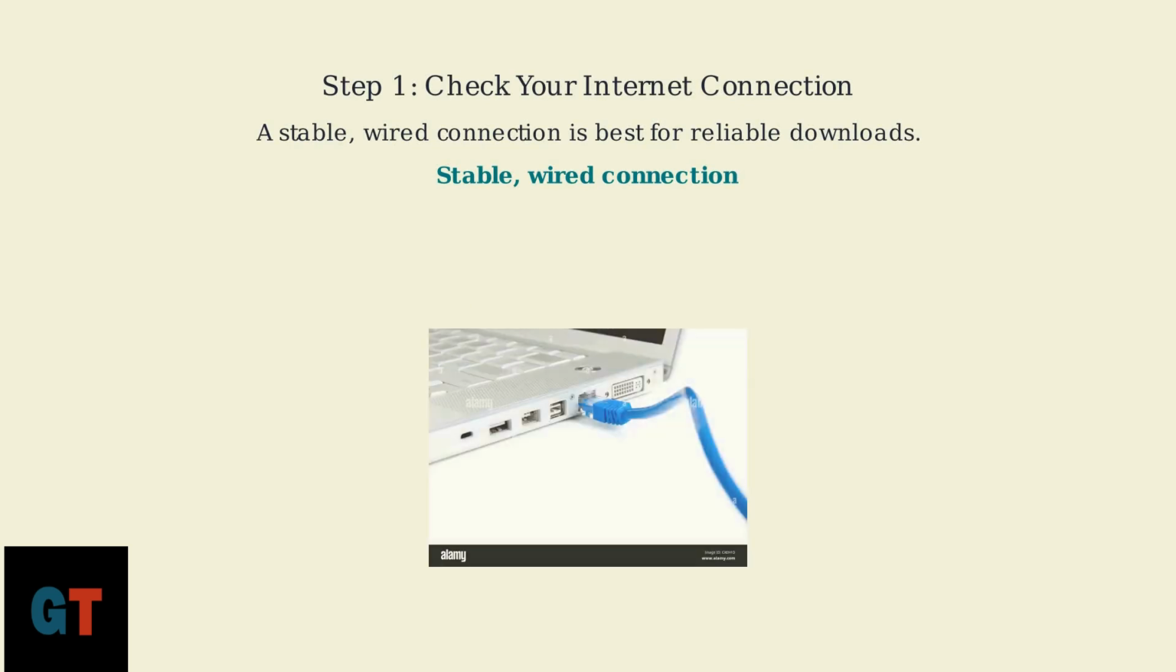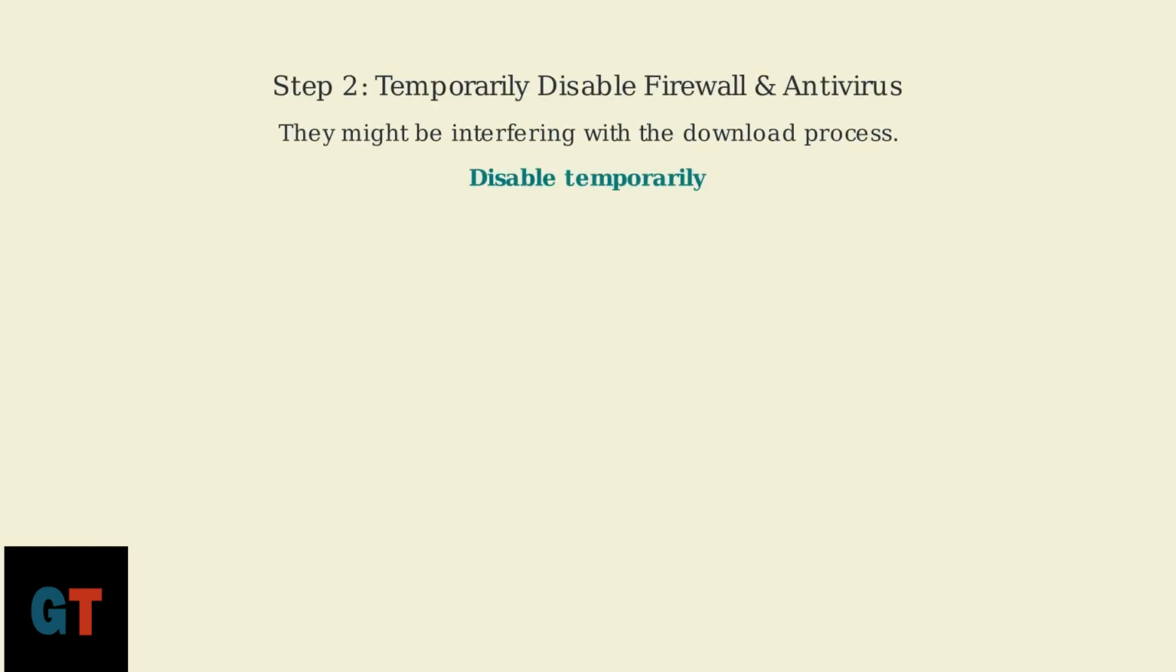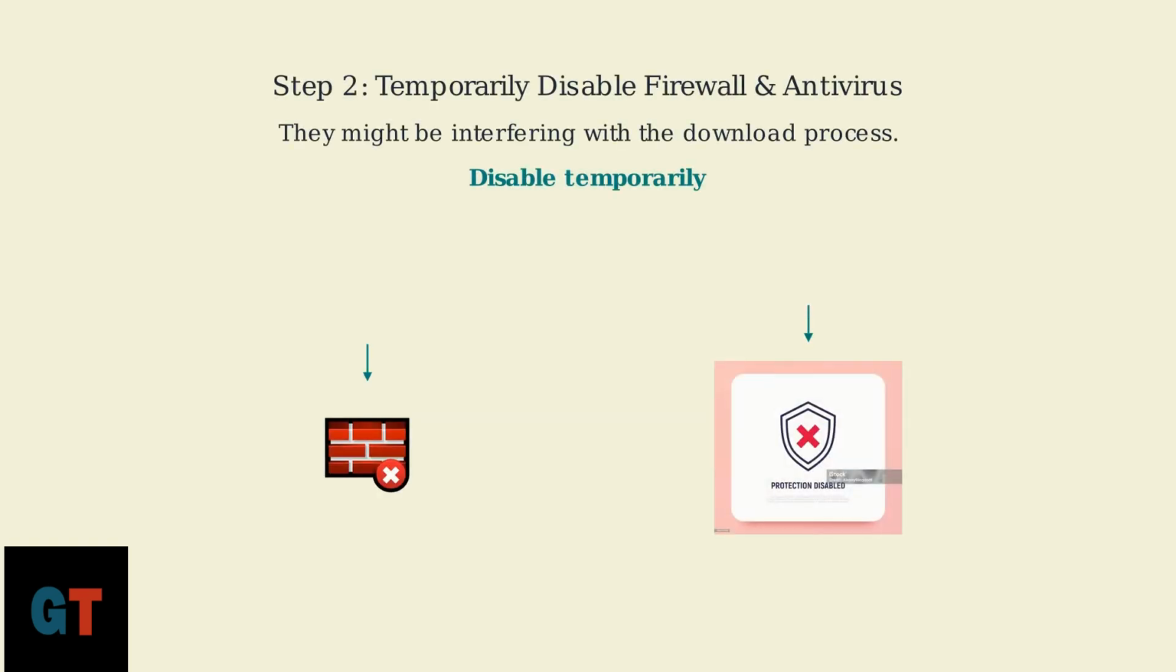First, check your internet connection. A stable, wired connection is best for reliable downloads in Native Access. Next, temporarily disable your firewall and antivirus software. These security tools can sometimes block Native Access downloads.